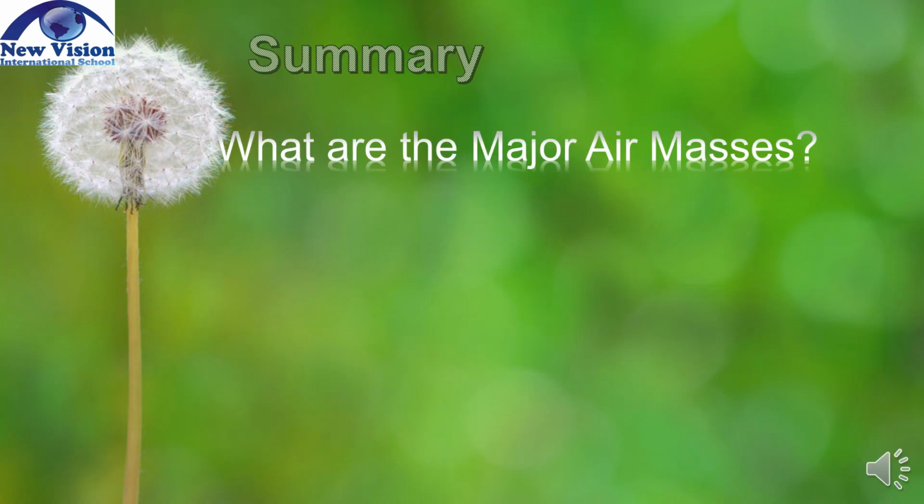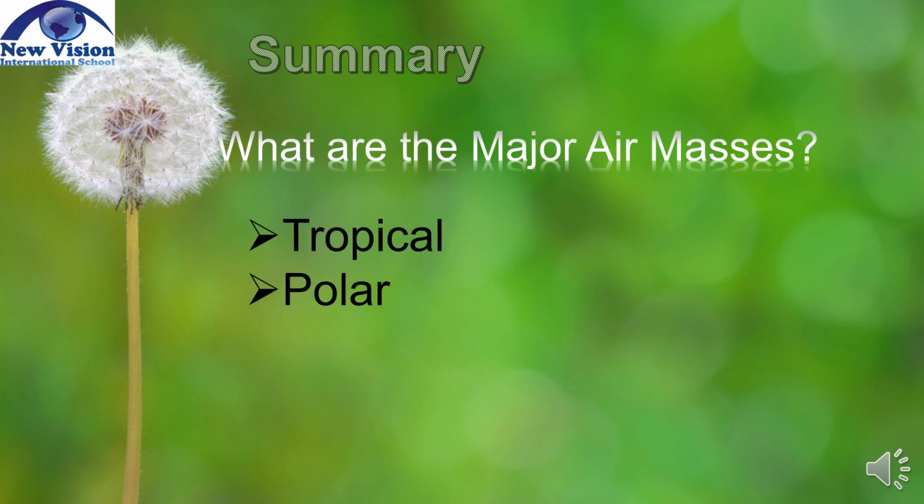Summary. What are the major air masses? They are tropical, polar, maritime, and continental. Tropical, or warm, air masses form in the tropics and have low air pressure. Polar, or cold, air masses form north of 50 degrees north latitude and south of 50 degrees south latitude. Polar air masses have high air pressure.